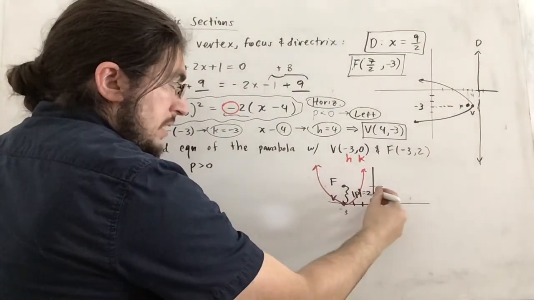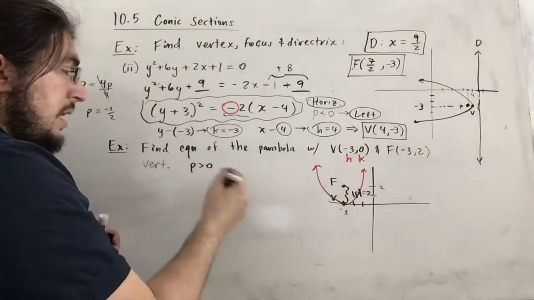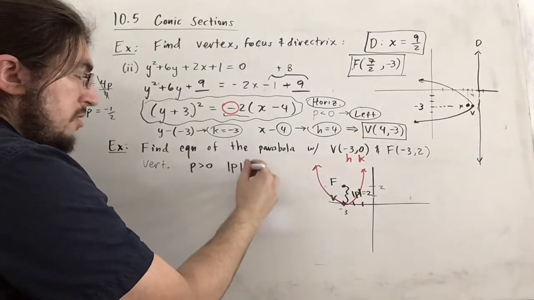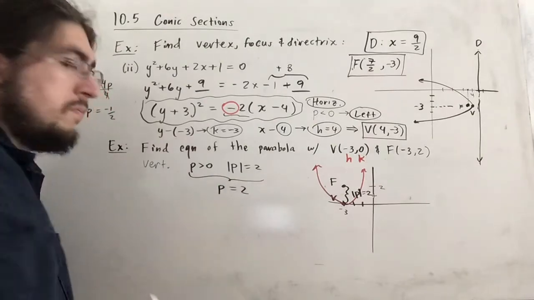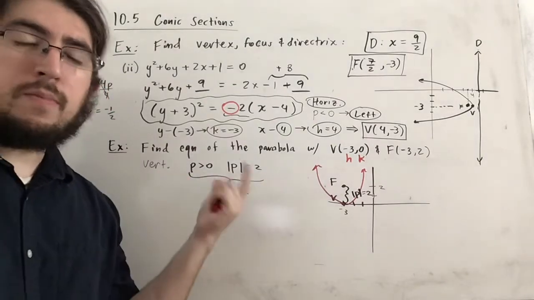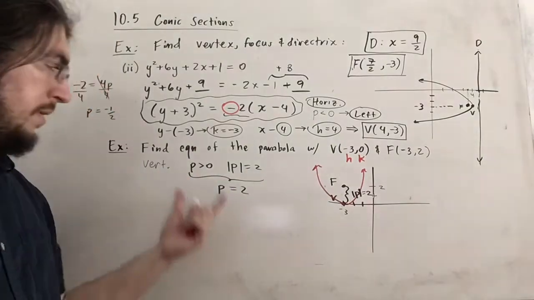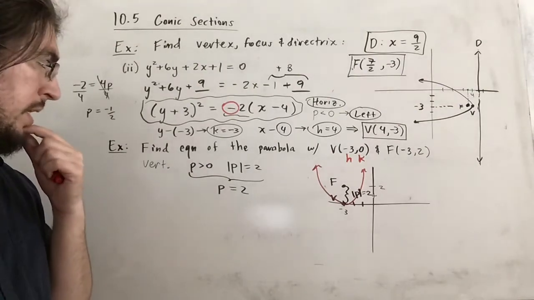Because remember, the distance is the absolute value of P. Since P is positive and the absolute value of P is 2, these just mean that P is positive 2. If it was negative and the absolute value of P was 2, then it'd be negative 2. But in any event, we're there.